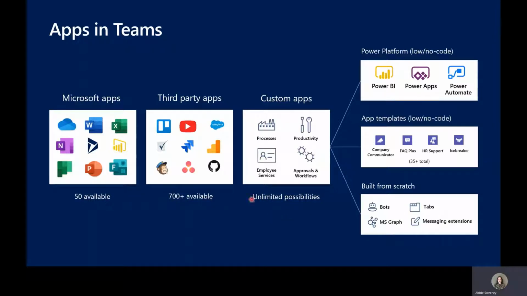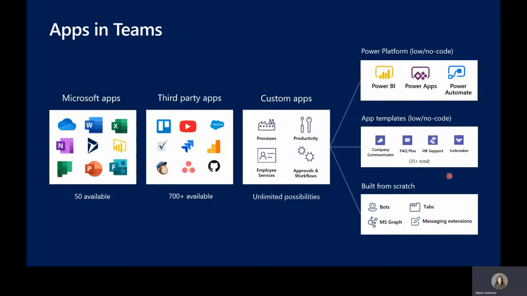Then we have this third bucket, which is the custom applications. And this is really where we have those unlimited possibilities. The custom applications we break down into 3 branches. The first one, the Power Platform. The Power Platform is a low and no code way to create custom applications to then integrate within your environment. So think of Power BI for dashboarding, think of Power Apps for drag and drop type applications, and think of Power Automate to automate those workflows in your organization. So very little developer experience needed to be able to execute a Power Platform application.